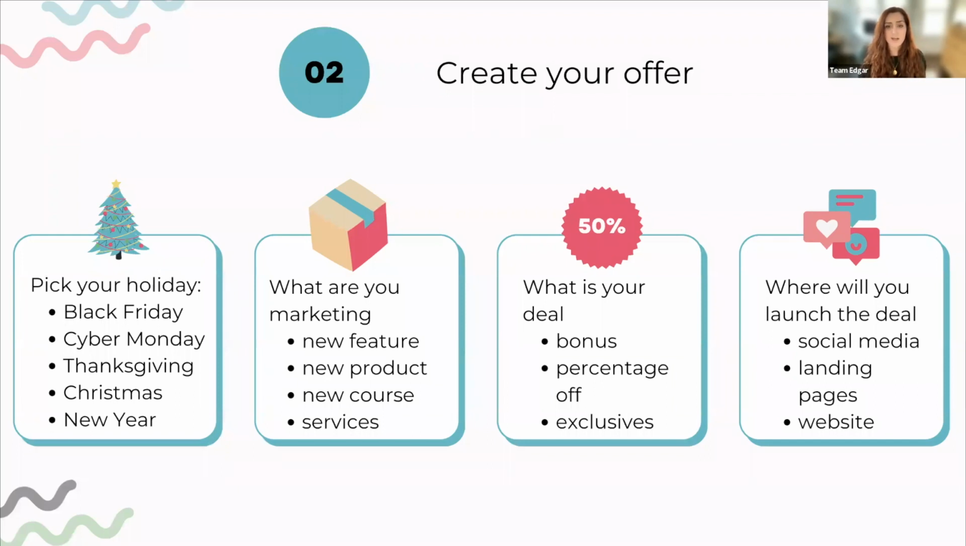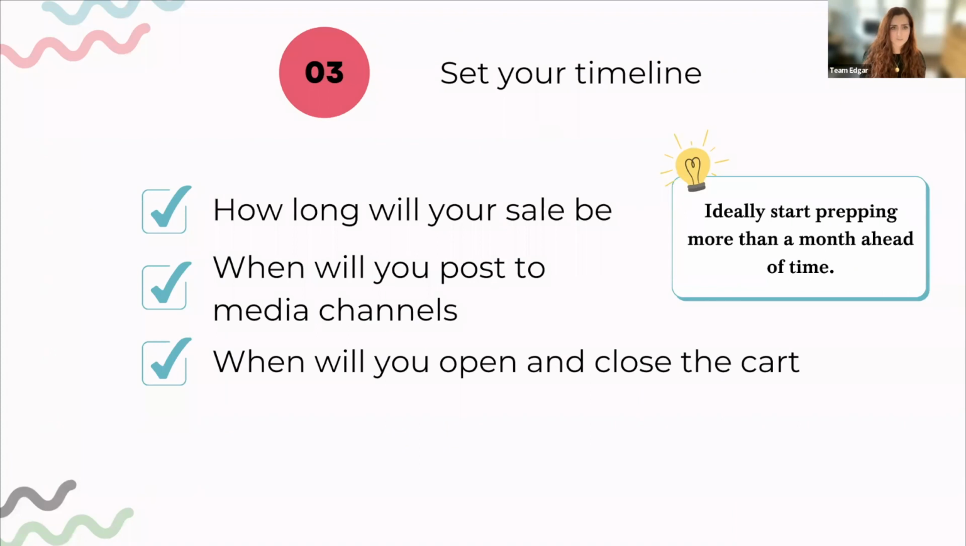So you need to decide your percentage or your deal, which is again, percentage off, bonus, exclusives. Then you need to decide where you'll launch the deal. Again, this is for social media, so we hope you'll be using social media, but also you need to prepare landing pages, a website. On your website, you need to prepare email marketing materials. So you're going to make a list of all of these things, all of your goals, and what you want to do to create this offer.